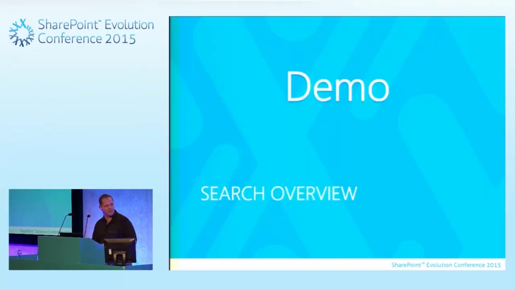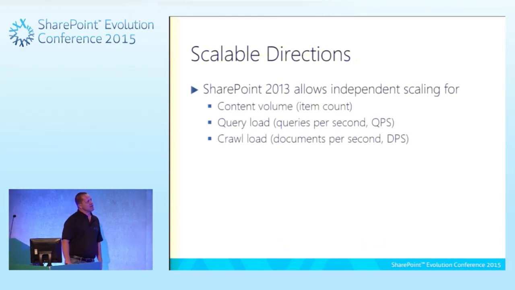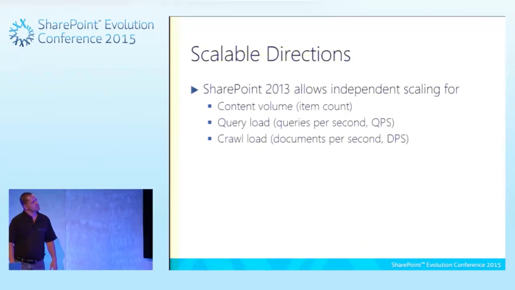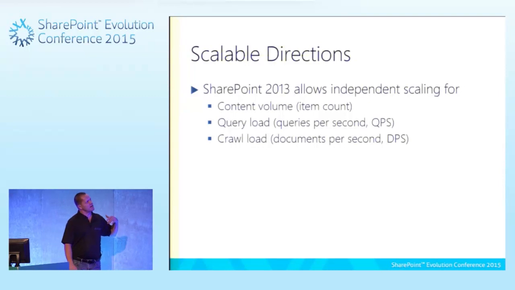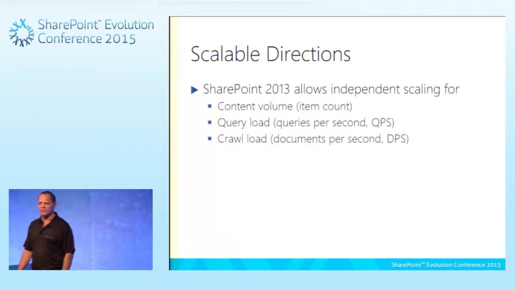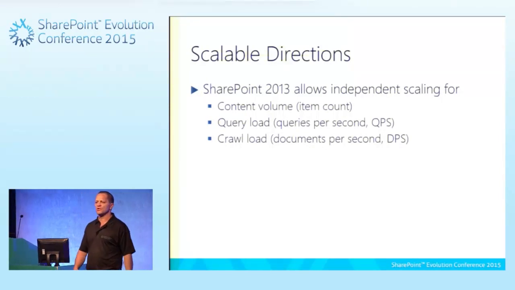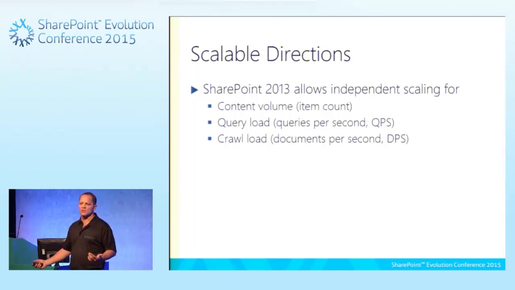All right, let's look at scalability very quickly then. What scalability directions can we take? We have some independent scaling. Obviously the content volume: how many items do you have? The other thing is the query load. People say, well, I don't know how many queries per second we're going to get. Well, the only way you're going to know that is by looking at the logs. If we're monitoring what people are searching for and how often they're searching, it will actually show us the queries per second that are being done.